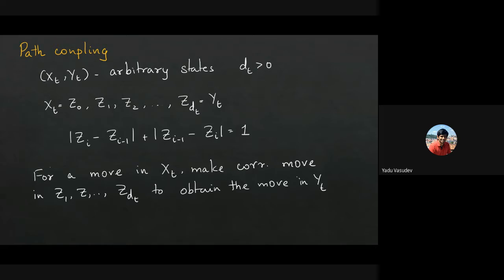Because in z1, the move in two consecutive states is exactly the same, right? So finally, the move in xt and yt are going to be exactly the same move. But path coupling is a more general technique. So it is possible that when you apply it, you can have a more complicated coupling between consecutive states, so that you will not be able to explicitly say what the coupling between xt and yt is, but you just say that it is obtained by combining the couplings between consecutive pairs of states.